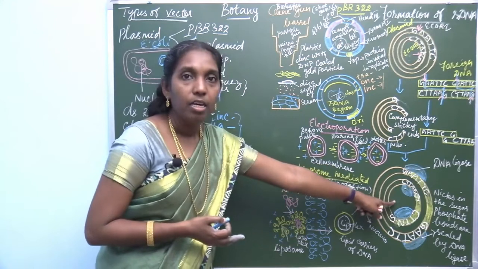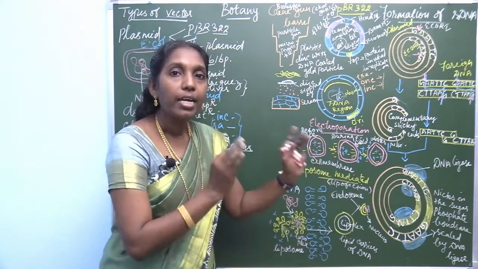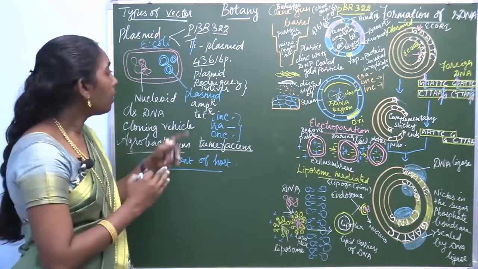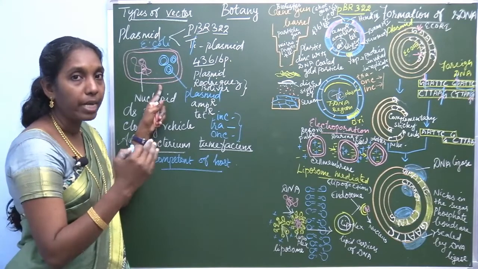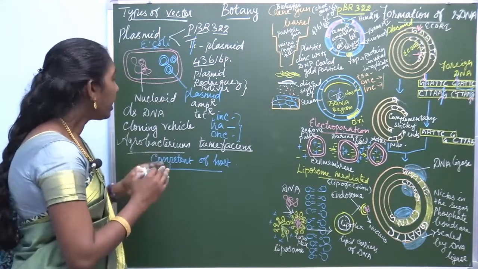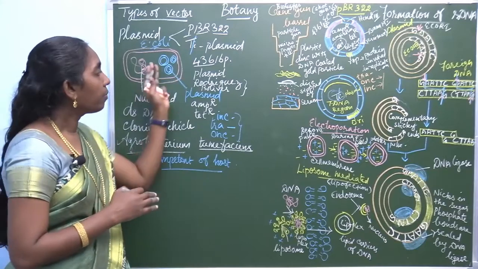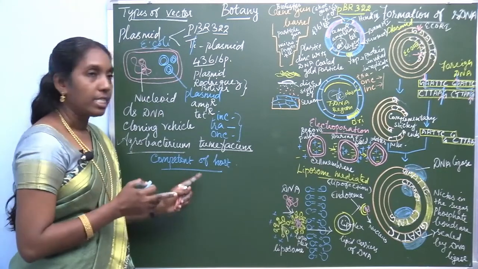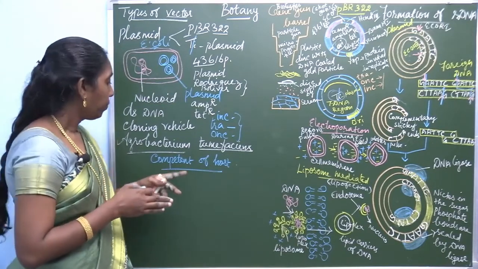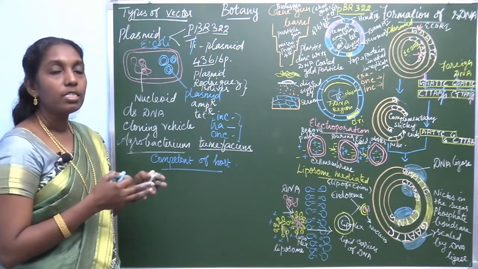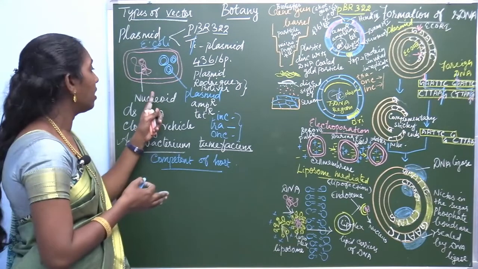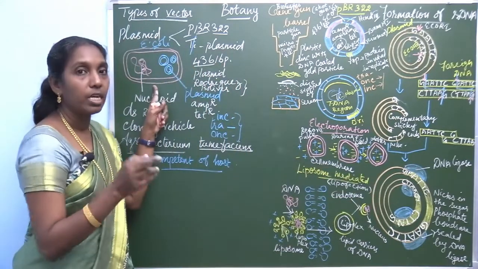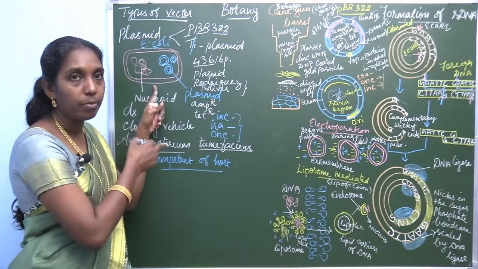The recombinant DNA molecule is hydrophilic in nature. What is meant by hydrophilic? It dissolves in water, so it cannot pass through the cell wall and cell membrane. So the host has to be made competent. After selecting the vector and making the recombinant DNA, the host can be made competent. There is a specific treatment to make the cell competent. If the cell is competent, the recombinant DNA enters, because otherwise, being hydrophilic, it cannot pass through the cell membrane.